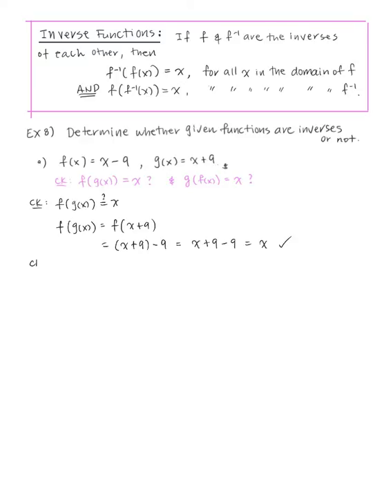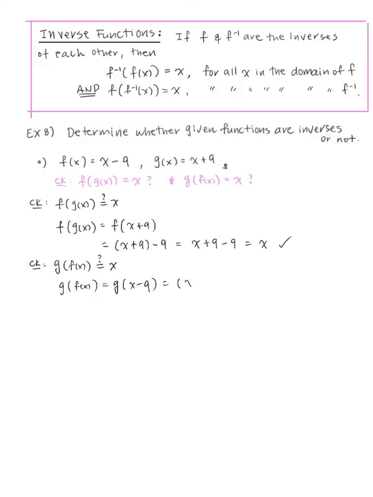Now let's check, is g of f of x going to equal x? All right, let's check g of f of x. So this is going to be g of x minus 9. Sorry, that's a 9. Now you're going to have to plug in a whole quantity x minus 9 in place of x under g of x.